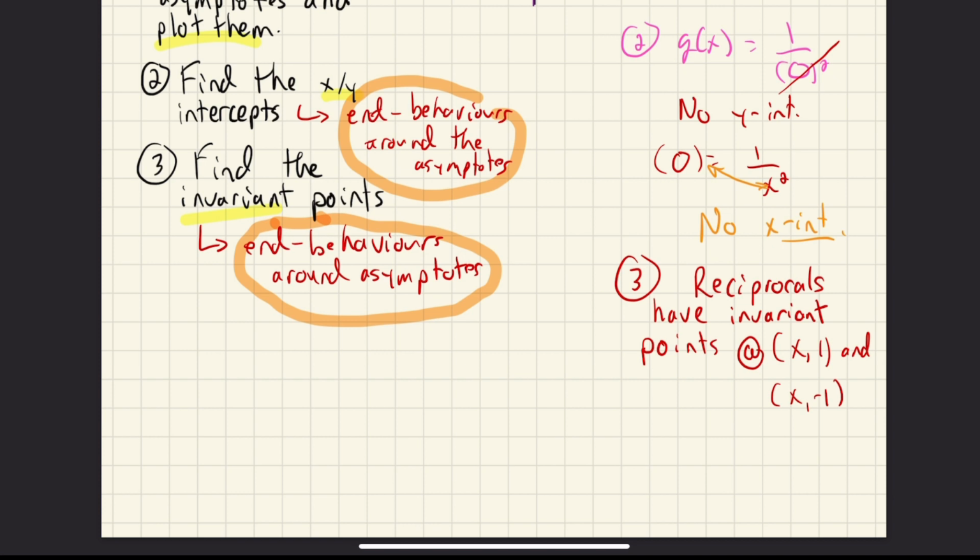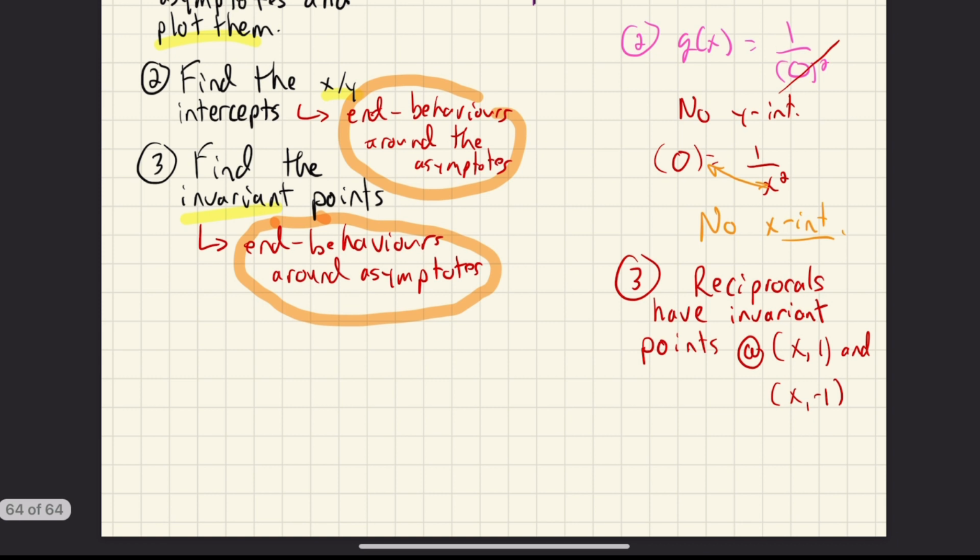Now reciprocal functions always have invariant points at (x, 1) and (x, -1), and the reason for that is because if you think about it, if f(x) is equal to -1 and my reciprocal is 1 over f(x), and I go 1 over -1, that is still going to equal -1, so they're going to share that point.